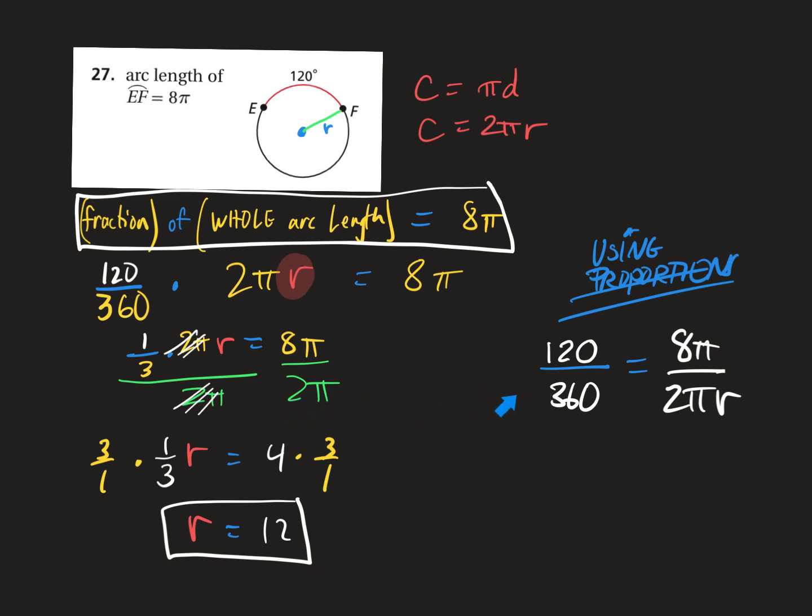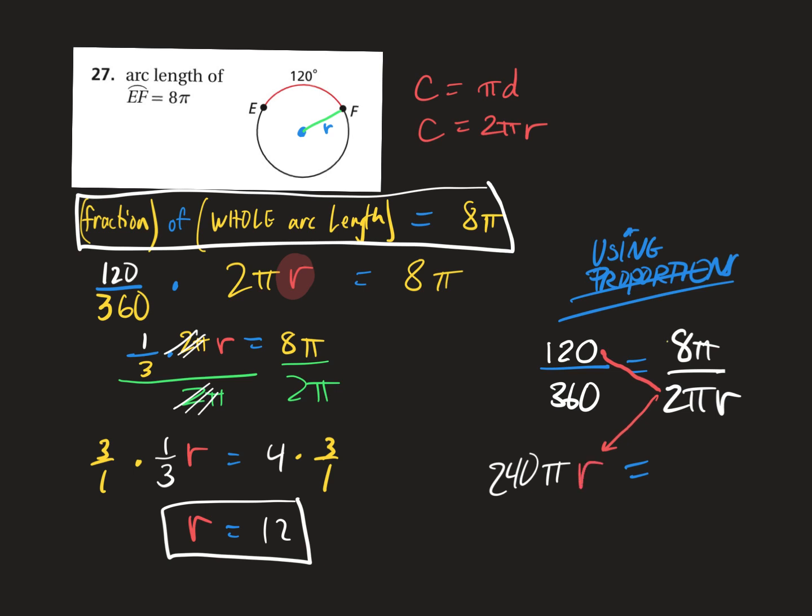These are equivalent. If you like the part over whole for rotations or arc measures, and the part over whole for arc length, a given arc length and the whole arc length, then you might like this way better. We'll go ahead and write the equal sign down, and then from the top on the left, we'll cross multiply and write the product back on the left. 120 times 2 pi r is 240 pi r.